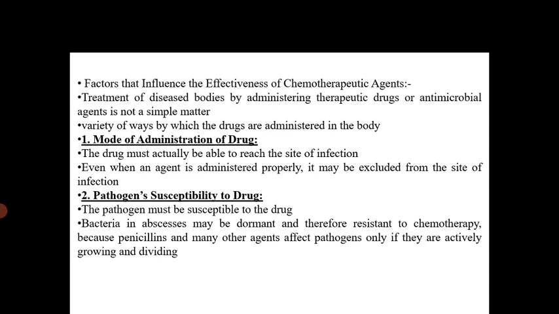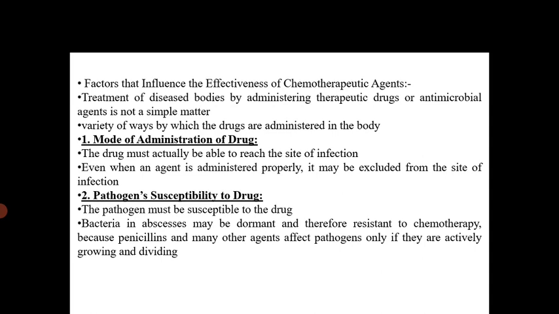So let's see mode of administration of drug. The drug must actually be able to reach the site of infection. The mode of administration plays an important role. For example, a drug such as penicillin G is not suitable for oral administration because it is relatively unstable in stomach acid. Some antibiotics, for example, gentamicin and other aminoglycosides, are not well absorbed from the intestinal tract and must be injected intramuscularly or given intravenously, through veins or through muscles.